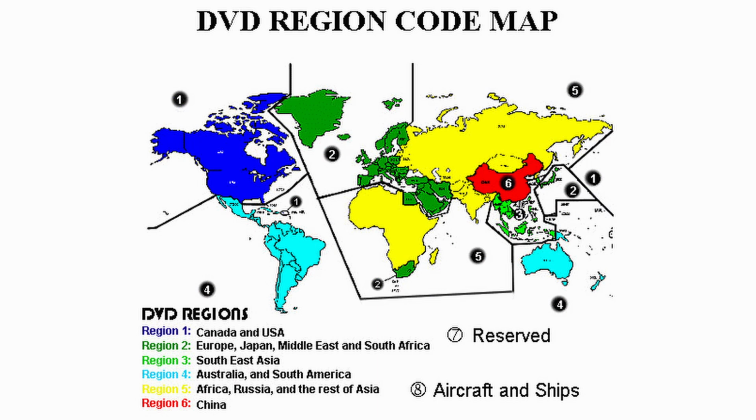Region 0 is region-free and will play in any DVD player. Region 7 is reserved and hasn't been used for anything and likely never will. And interestingly, Region 8 is for international aircraft and ships. I never heard of that one before.